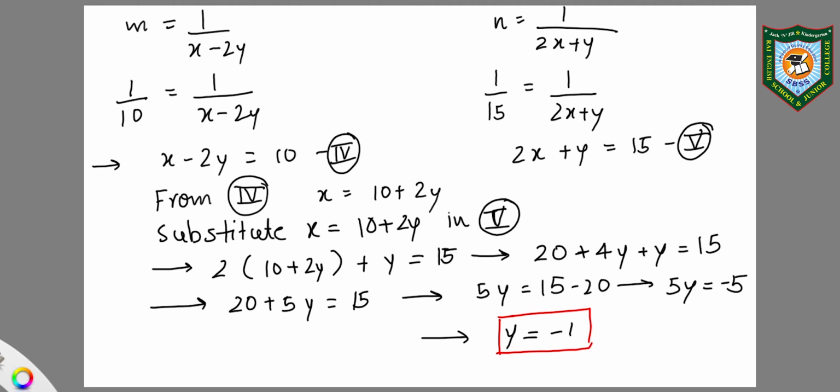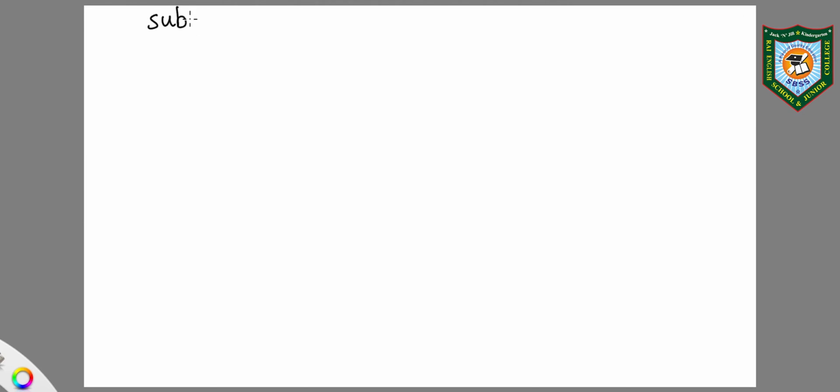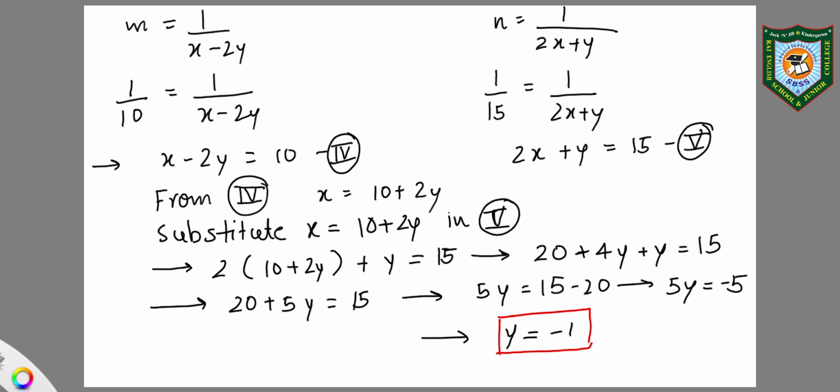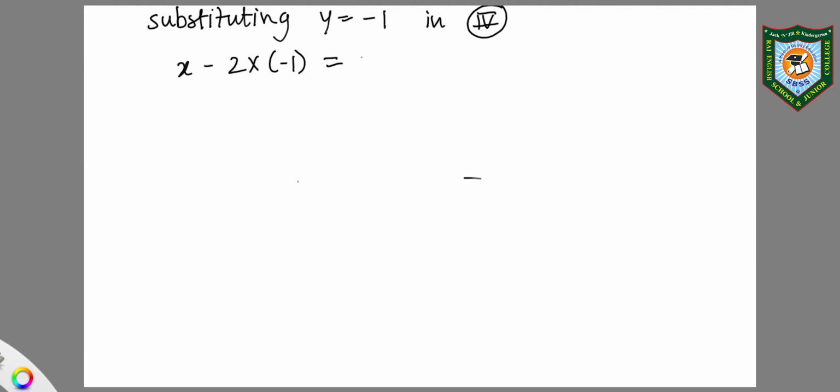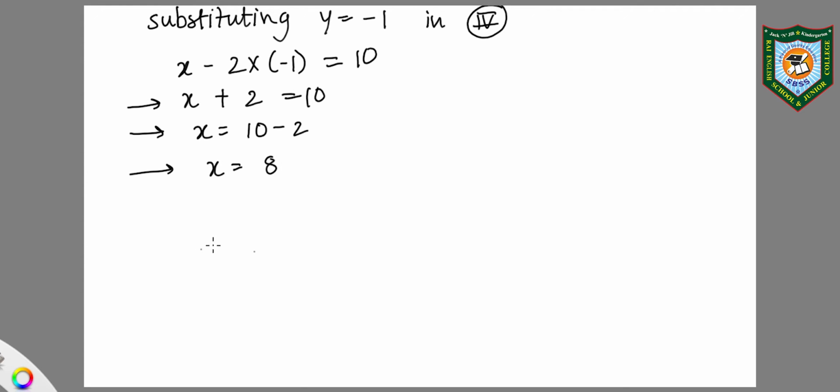Now once I get y is equal to minus 1, all I have to do is substitute it in either equation 4 or 5. So substituting y is equal to minus 1 in equation 4, I have x minus 2 into minus 1 is equal to 10. This implies x plus 2 is equal to 10, which implies x is equal to 10 minus 2, which implies x is equal to 8. So therefore I have a solution x comma y is equal to 8 comma minus 1.